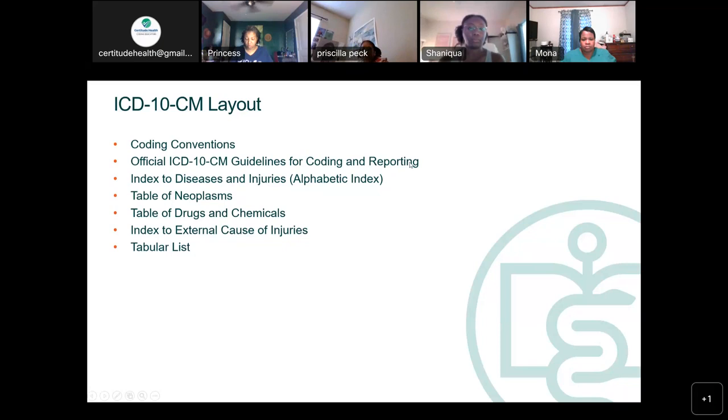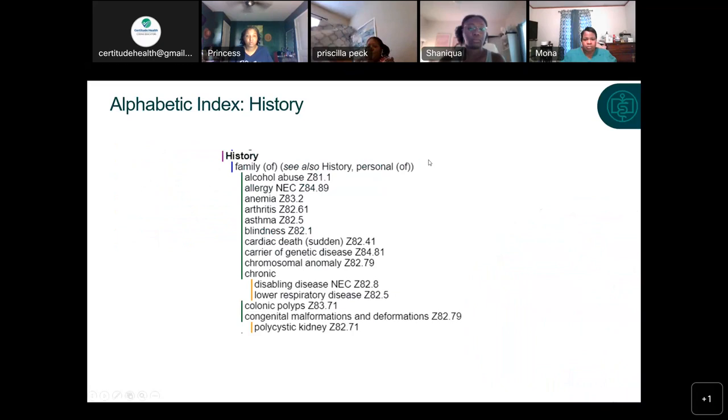Now, of course, we're in a classroom environment. We do have Google, YouTube, and other references that you can use, but everything that you're going to need to know is essentially going to be in the guidelines. But remember, this is concept and not memorization. So we're going to learn the concepts of how to use the books and not try to memorize all of the codes.